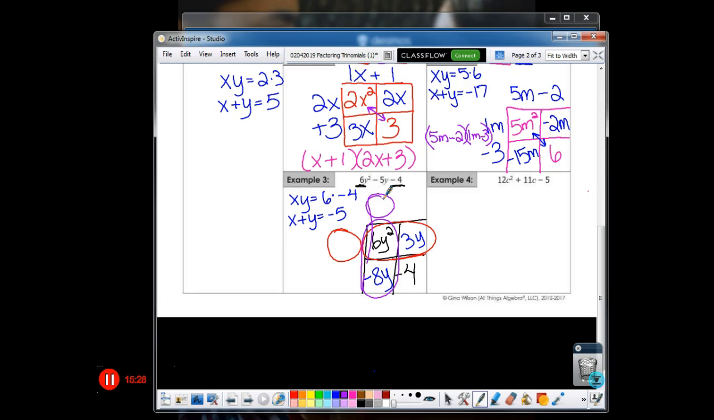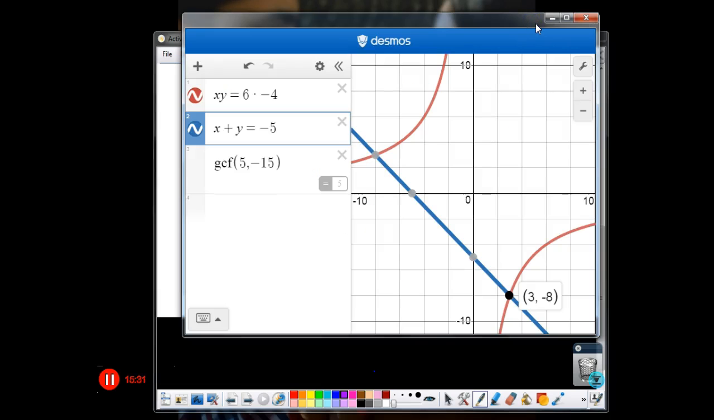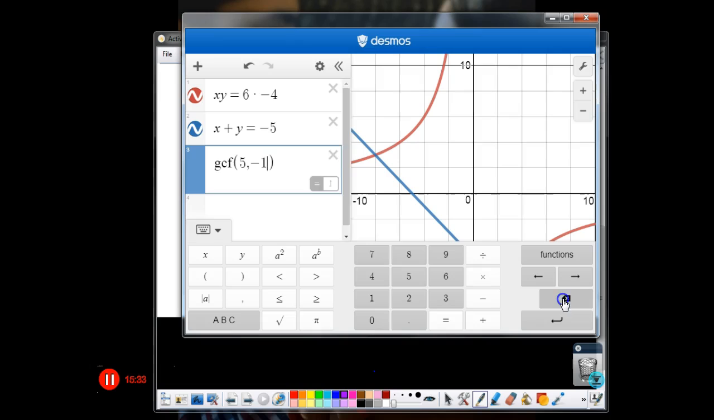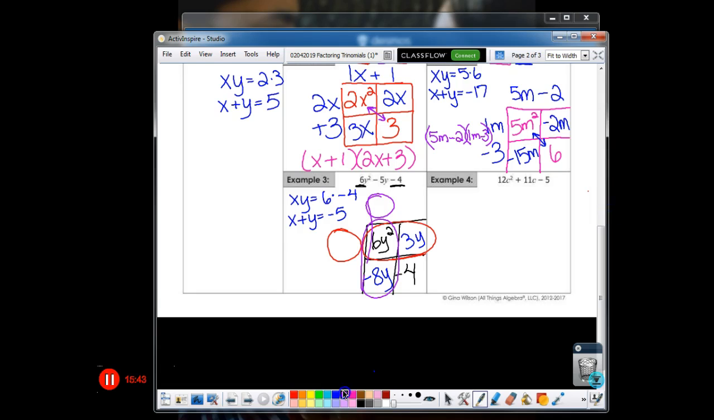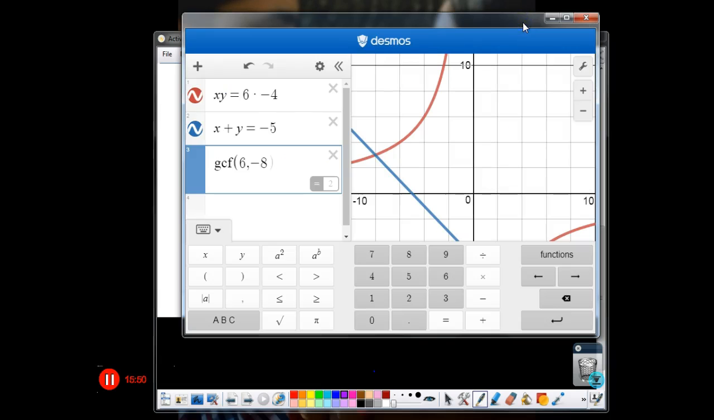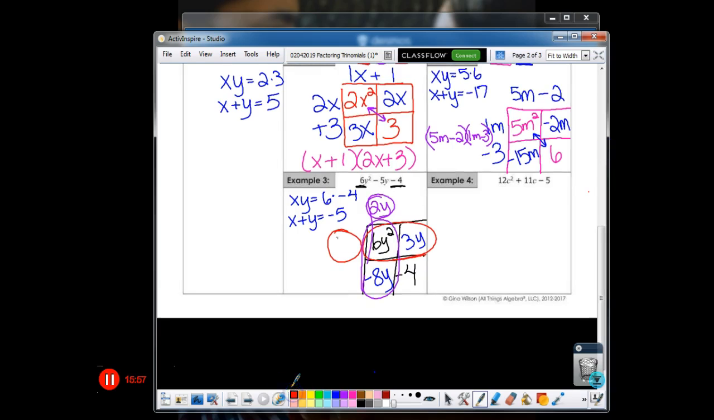Okay, does that make sense now? So if I do the GCF of 6 and negative 8, it's 2. So that means this right here is 2y. So then 6 and 3 is 3. The GCF is 3. So that means the 3y comes right here, where it lines up with each other. Does that make sense? It lines up.